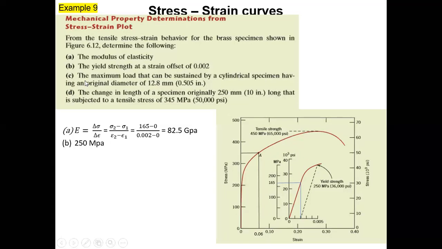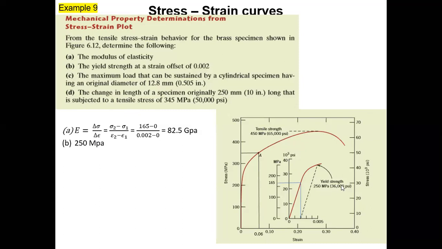So the third question: the maximum load that can be sustained by a cylindrical specimen having an original diameter of 12.8 millimeter. It asks to find the maximum load that a cylindrical specimen can have if its original diameter is 12.8. That means without change in this original diameter, what is the maximum load it can take? So let me see. I see that one person gave me the right answer, and someone again asked about part B.